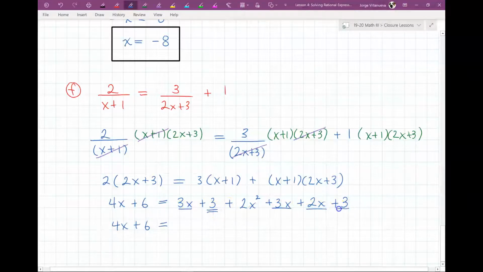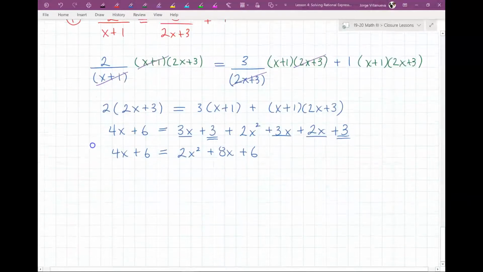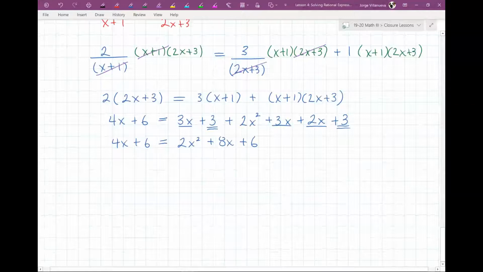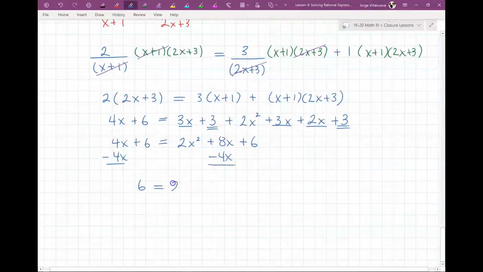I have these as like terms, and the 2x squared is not a like term with anything, so we're just going to write 2x squared, okay, and then the x's together, that's 3x plus 3x plus 2x, that's 6, 7, 8x, okay, so plus 8x, and then 3 plus 3, that's a plus 6, so alright, here we go. Now I'm going to subtract 4x on both sides, minus 4x. So this will be 6 equals 2x squared plus 4x plus 6.